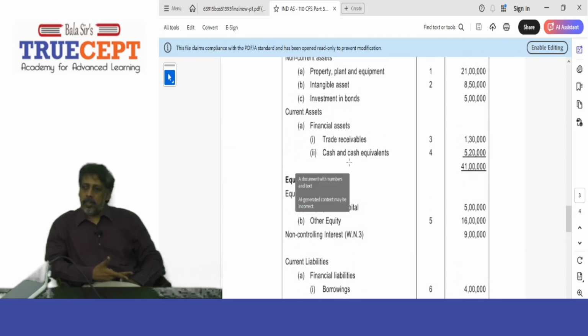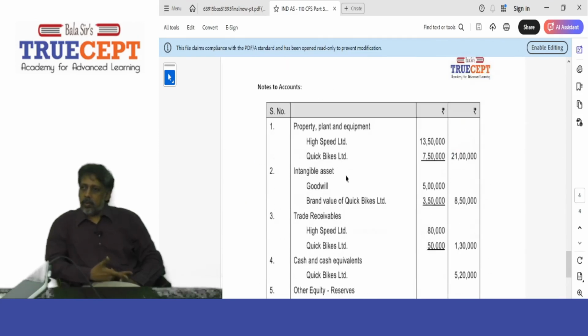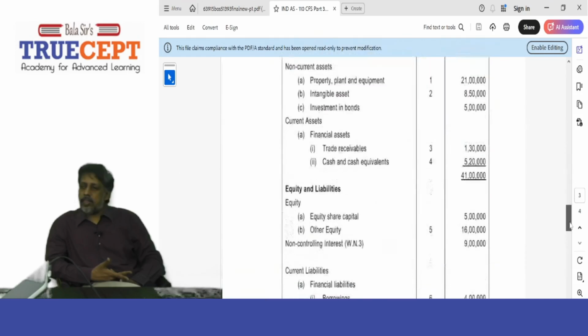Cash and cash equivalents, working note 4, 5 lakh 20,000. I think only I have cash. High Speed 5 lakh 20,000, right? Quick Bikes Limited also 5 lakh 20,000? But I think it's wrong, no? How much is there actually? Just see the balance sheet, go to the question.